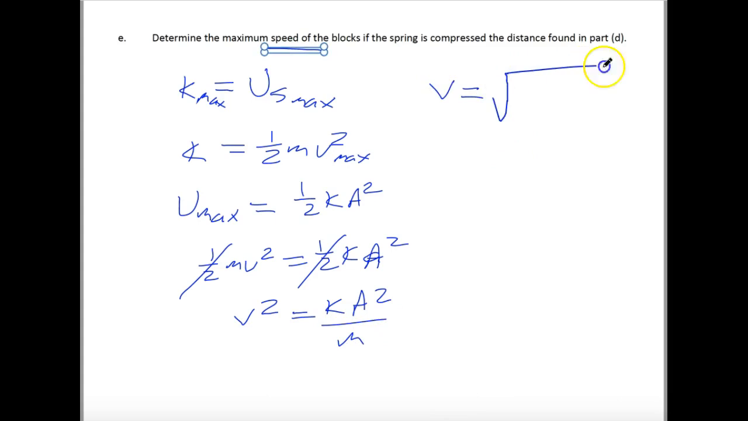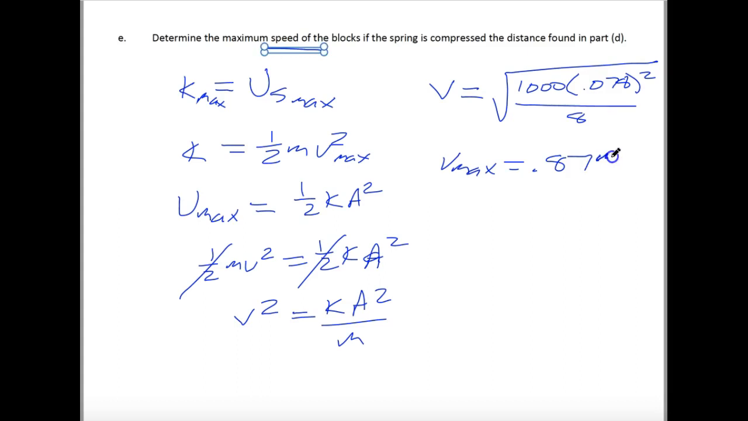So V would be equal to the square root of our spring constant, which is 1,000, times our 0.078, which is our amplitude or our stretch, and we're going to divide that by 8 kilograms, and so we should get V max is equal to 0.87 meters per second.